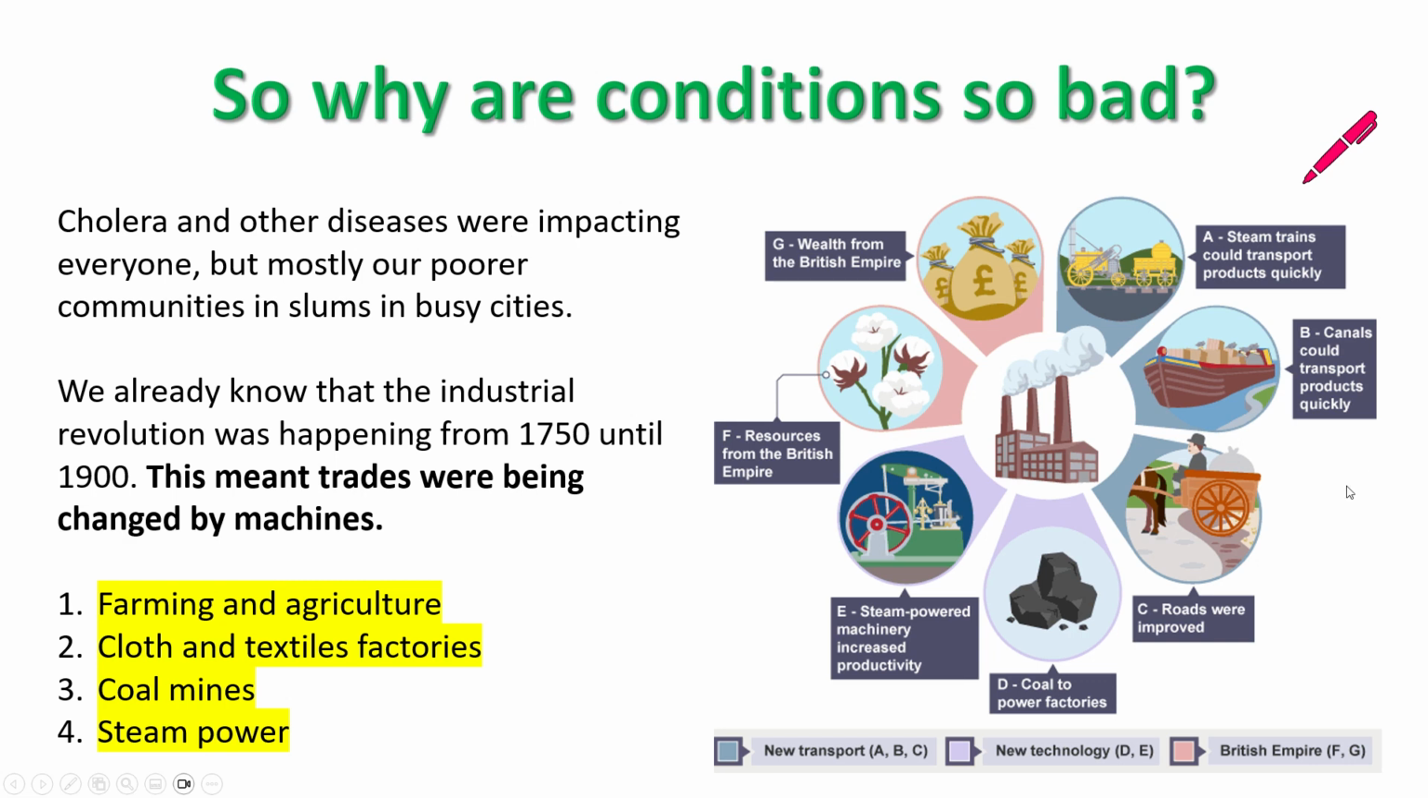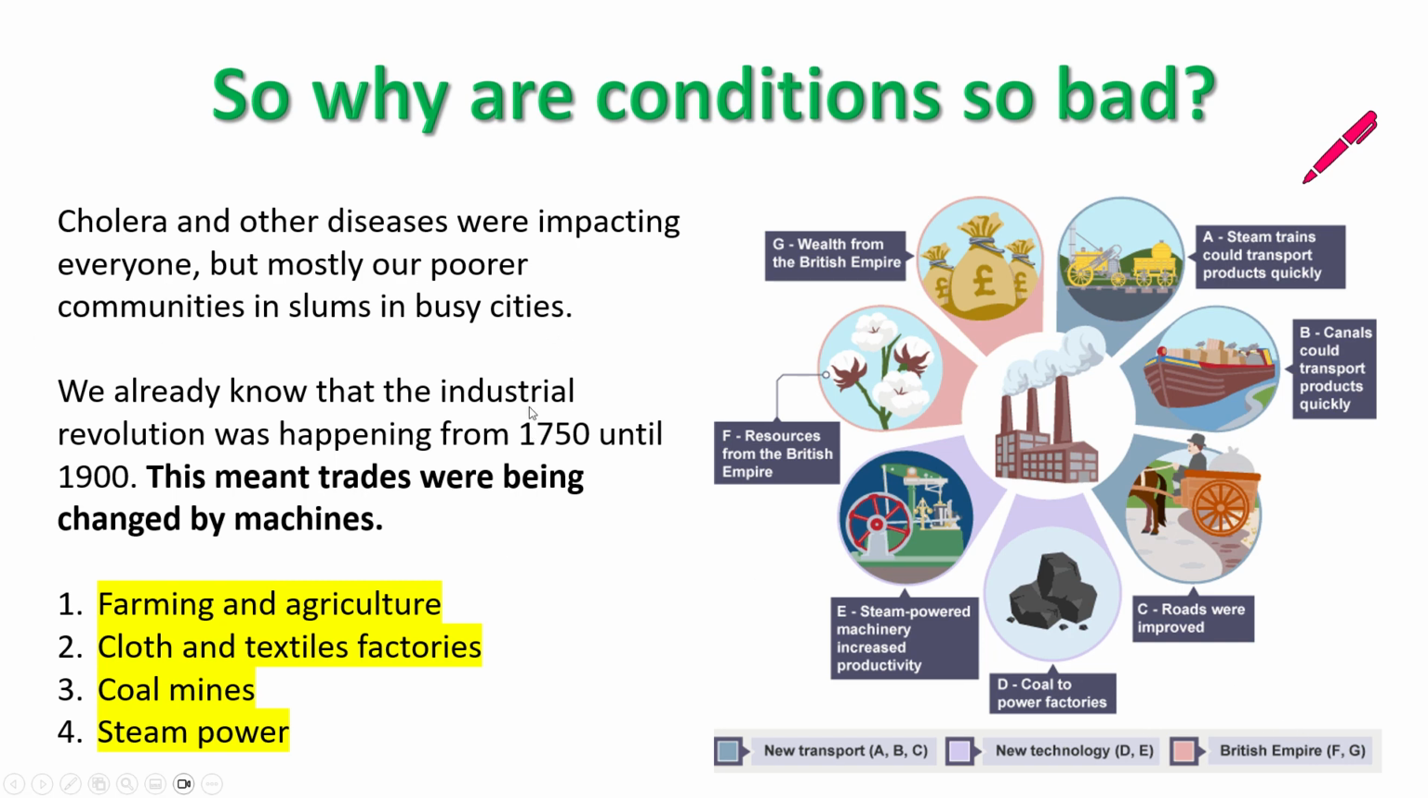So why are conditions so bad? Now, this is our segue into the Industrial Revolution, going on from disease. Cholera and other diseases were impacting everyone, but mostly our poorer communities in slums in busy cities. We already know that the Industrial Revolution was happening from 1750 until 1900, so this meant trades were being changed by machinery. So farming and agriculture, cloth and textile factories, coal mines, steam power, all these things. And again, we've got the BBC Bitesize illustrations, which I love. If you've seen my other videos, you already know that. And I've got this little pen icon here to make sure that they understand that these are the reasons and that they can write these down.